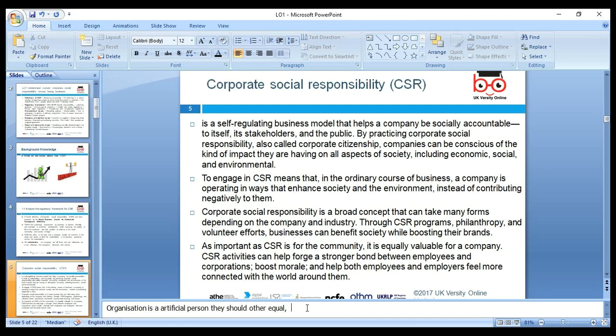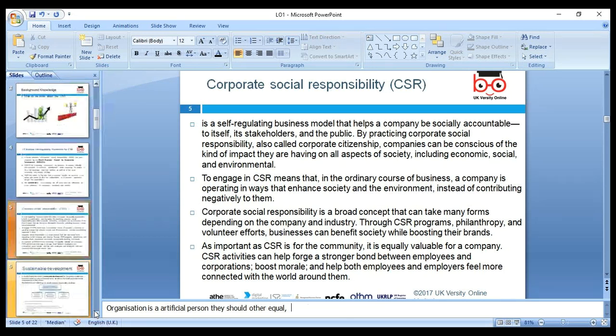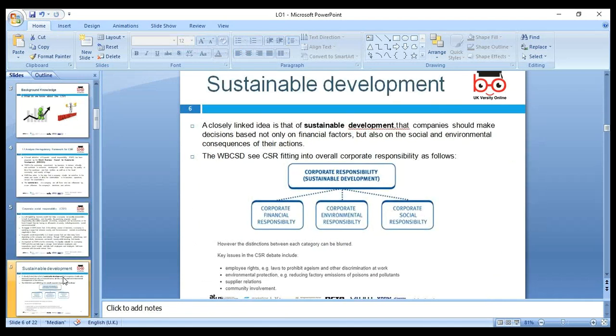So corporate social responsibility is a broad concept and can take many forms depending on the company's industry. A CSR program is a voluntary effort. So we look around; CSR is about the community and the vulnerable, which we'll go through with a good few examples on the next slide. Any questions there? No.